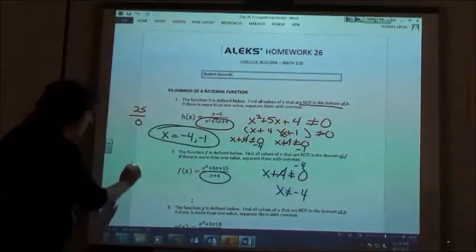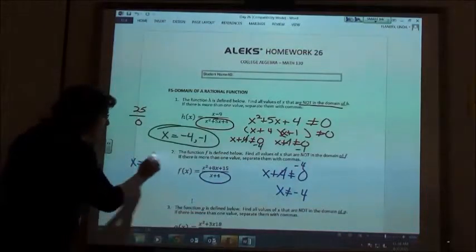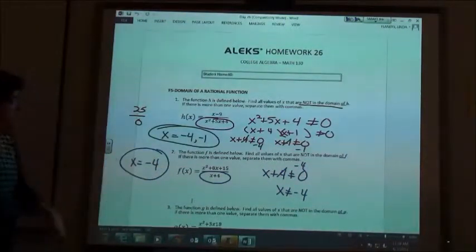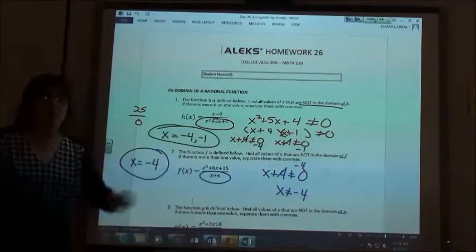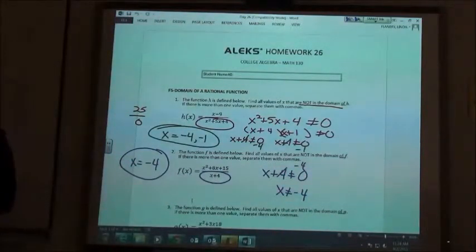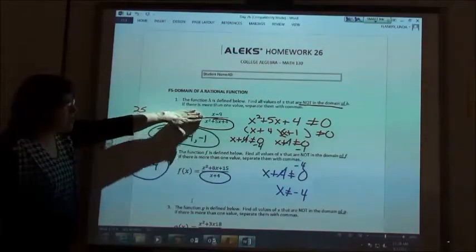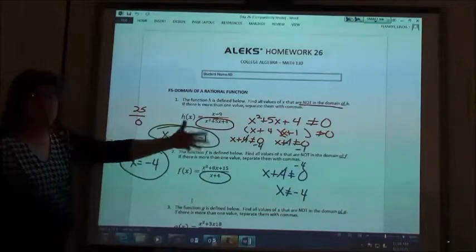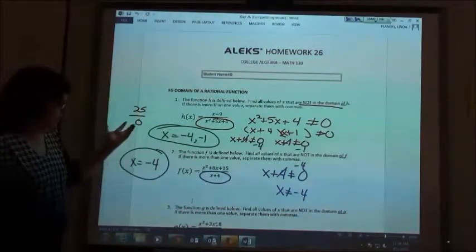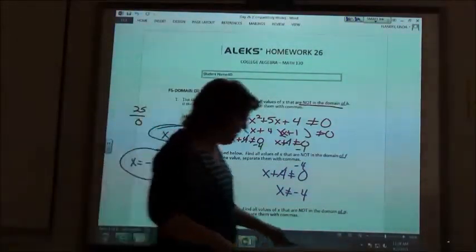On Alex, they're going to have x equals, and you're just going to type the negative 4. The negative 4 is the value that's not in my domain. Negative 4 plus 4 would be 0 on the bottom of that fraction. So, either you're going to have a quadratic expression that you have to solve by factoring, or a linear expression where you just solve it the normal way, and those are going to be my values.